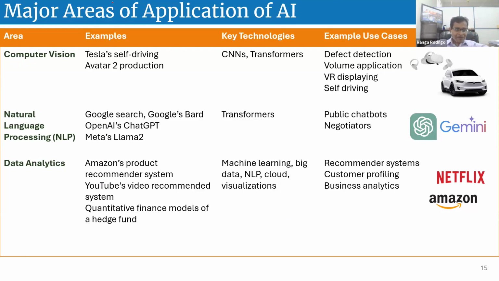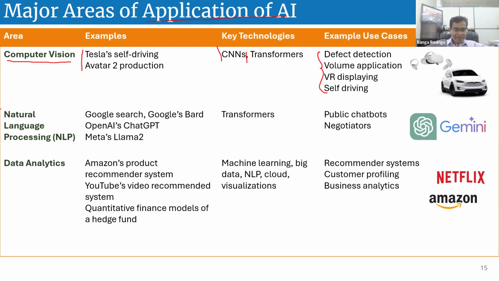Okay. Now, we will look at the major application areas of this AI field. Computer vision is a major application, as you know. The great examples are Tesla's self-driving car, Avatar 2 movie production. All these things are based on computer vision technologies. Key technologies are convolutional neural networks and transformers. So other examples are defect detection, volume computing applications, virtual reality displaying, self-driving also.